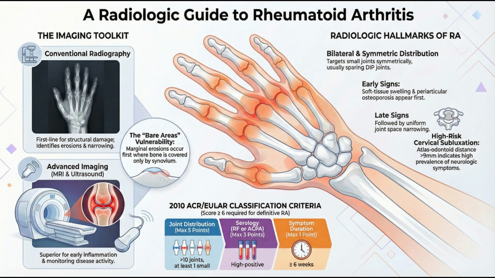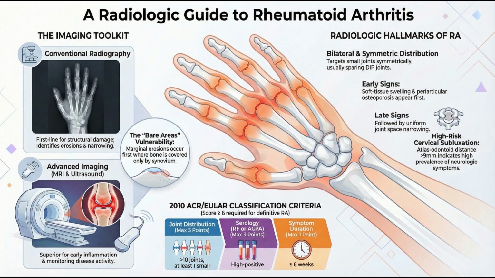Now, we've covered the hands and feet, but there is one section in the source material that really stood out as the danger zone. The cervical spine, the neck. This is the life-threatening part of RA. We tend to focus on the visible deformities in the hands, but the neck involvement is silent and potentially deadly. Up to 50% of RA patients have some involvement here. And it's specifically the top two vertebrae, C1 and C2. The atlas and the axis, yes. These are the specialized bones that let you nod yes and shake your head no.